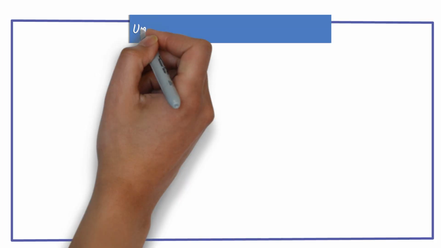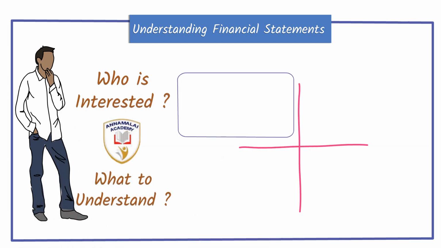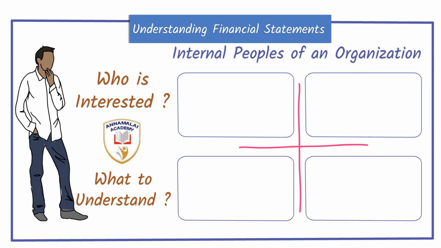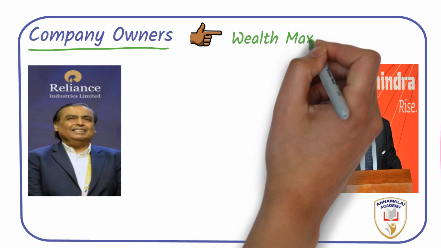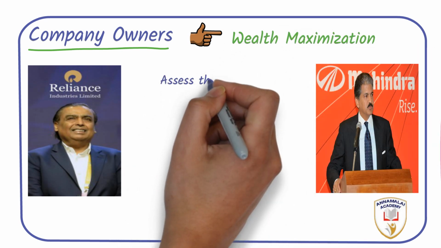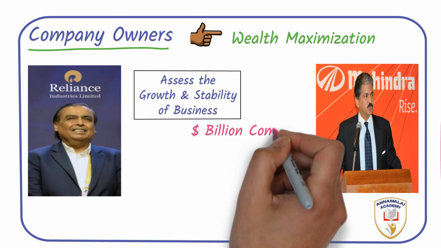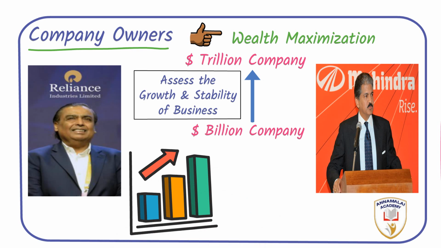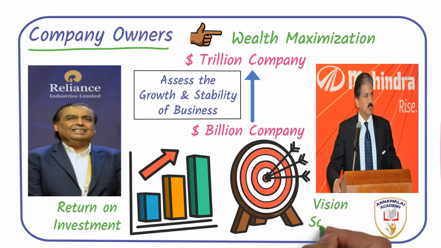Understanding the financial statements. Who is interested in this financial statement and what they want to understand? It can be broadly classified into internal people of an organization and external people of an organization. Starting with internal, firstly the company owners. Their priority is wealth maximization. The company owners want to assess the growth and stability of the business. They want to turn their billion-dollar company into a trillion-dollar company, and they will calculate the return on investments for the business ventures. They are the vision setters for their organization.